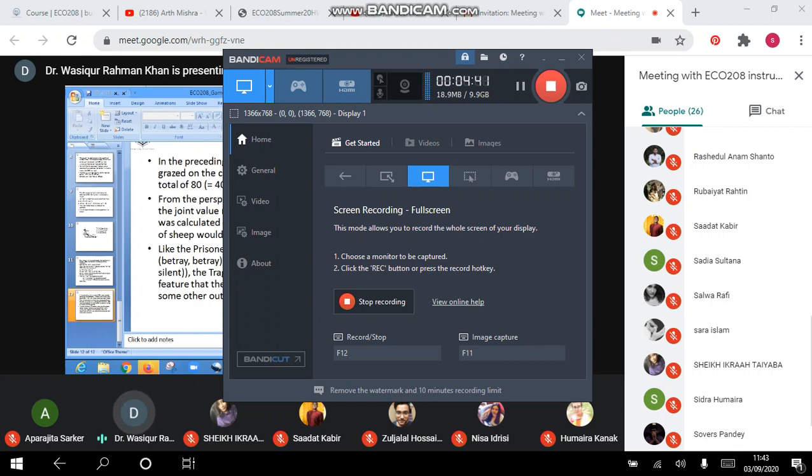So we calculated the Nash equilibrium result on the basis of best responses. But the joint value result is superior, as a fewer number of sheep would be grazed.